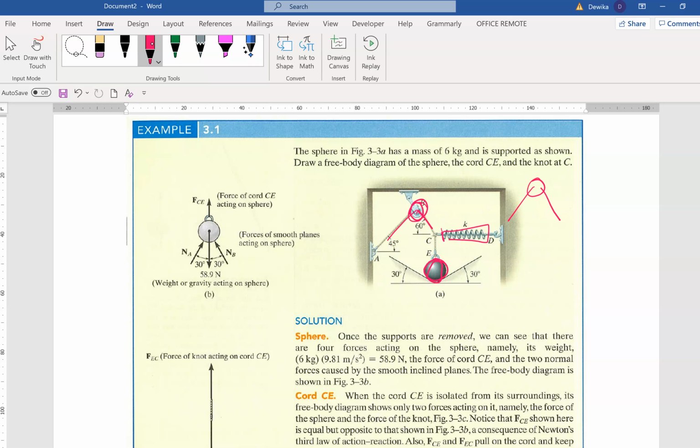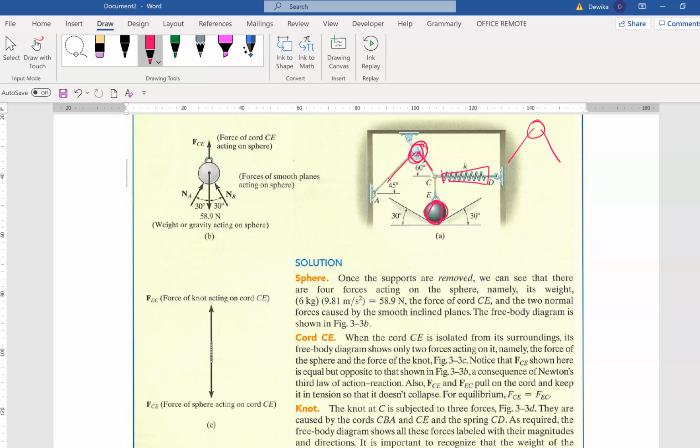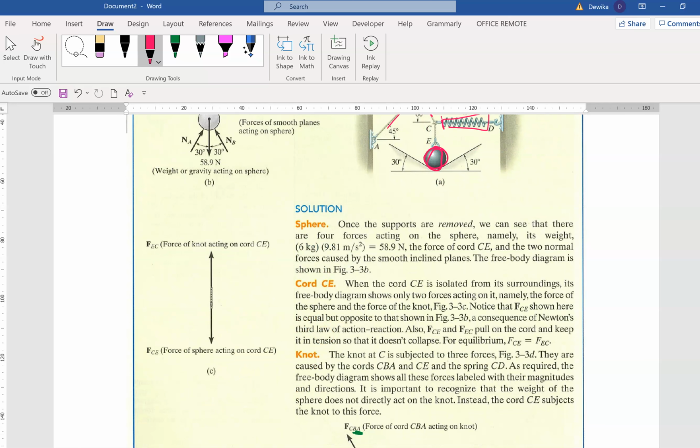That's it, finish. With that, I've ended the first part of chapter 3 and explained 3.1. I'll be going into coplanar forces in the next lecture. See you.